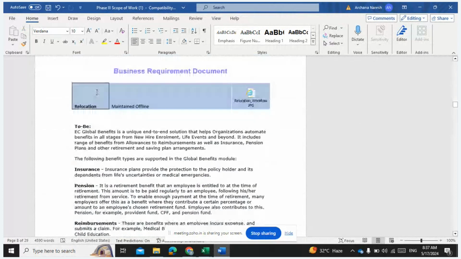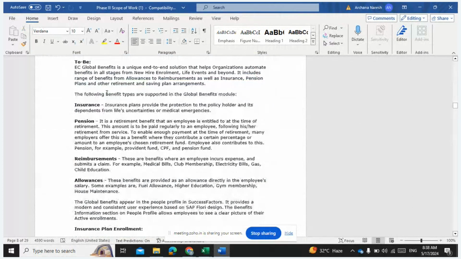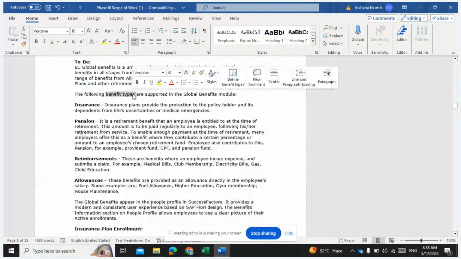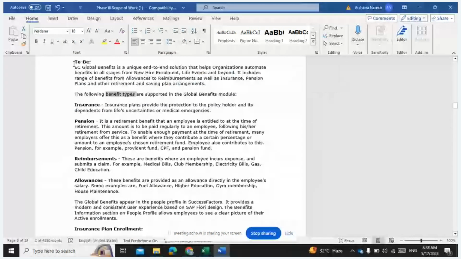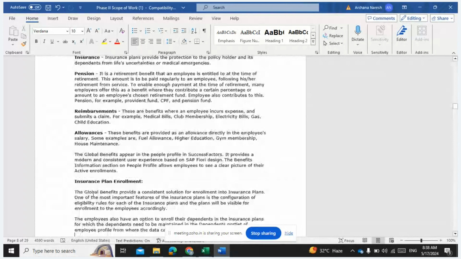This way you're going to receive the requirements. They have these business benefit types. The to-be is nothing but what you are offering as part of EC. In EC you have global benefits as one of the extensions, and in that you have insurance, pensions, reimbursement, allowances, etc., what insurance plans are enrolled, what open enrollment is, etc. Whatever you know as part of EC, topic-wise, you're going to give it to them.